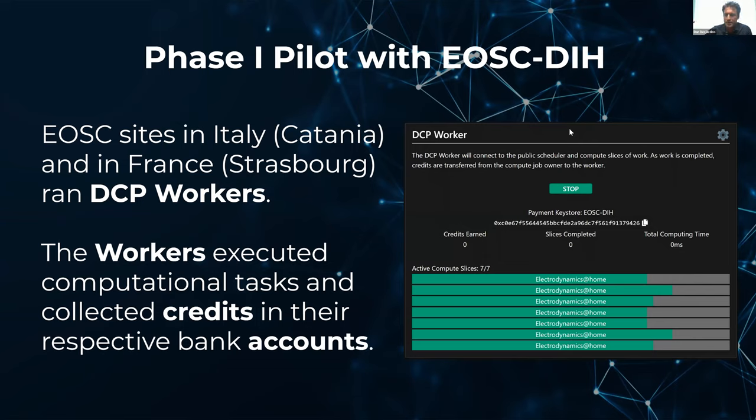And what these workers did was they reached out to a scheduler, they pulled down computational tasks that had to do with astrophysics and disease modeling. They executed those tasks, sent the results back to the researchers, and then credited the accounts of the different workers for the amount of work that they did automatically.